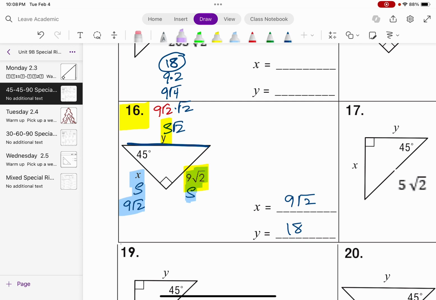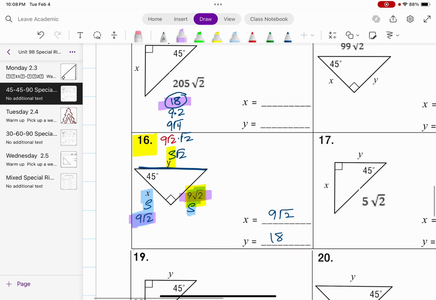So final answers: you've got 9 square root of 2, you've got 9 square root of 2, and then you've got 18. So apply the pattern, see what you can figure out, and that's it for 45-45-90 special right triangles for now.